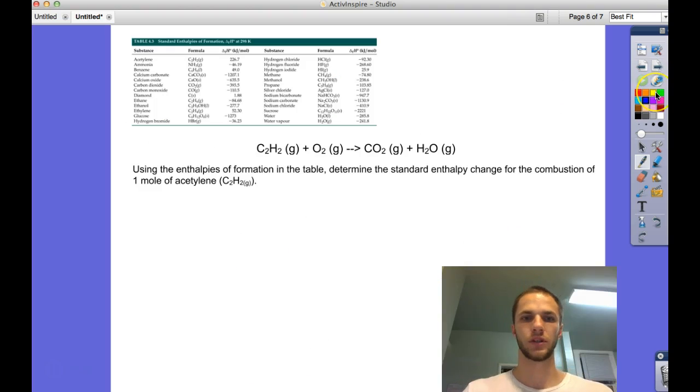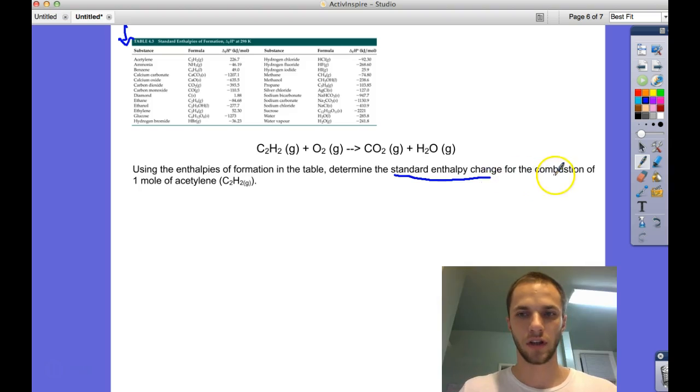So for example, here's a type of problem we need to do. Using the enthalpies of formation in the table, so I'm going to need to use this table, determine the standard enthalpy change for the combustion of 1 mole of acetylene. In order to do this, I'm given a chemical reaction.